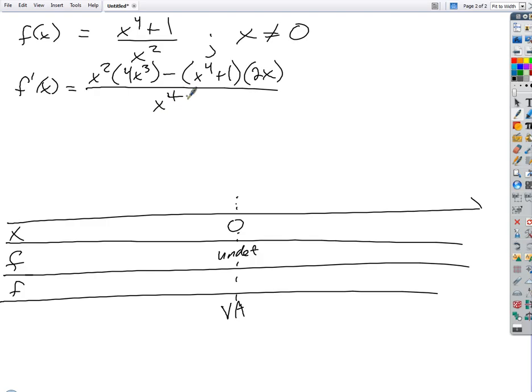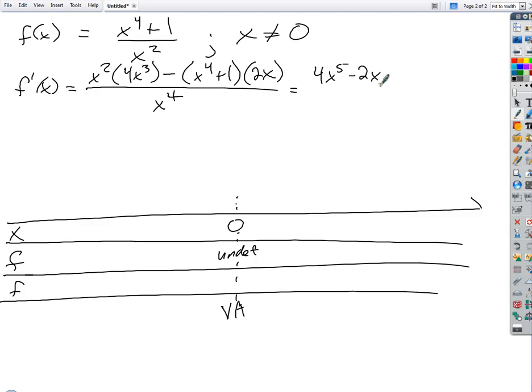Okay, so now we've got a little bit of work to do. We have to find critical numbers, don't we? We certainly need to simplify this thing. Let's distribute the 2x and let's distribute the x squared. And what happens? We just get 4x to the 5th, and 2x on top, minus 2x to the 5th.